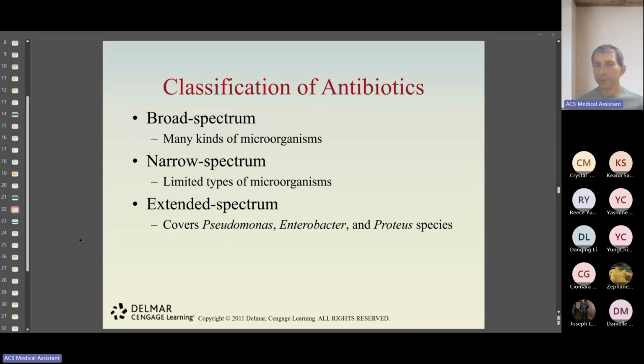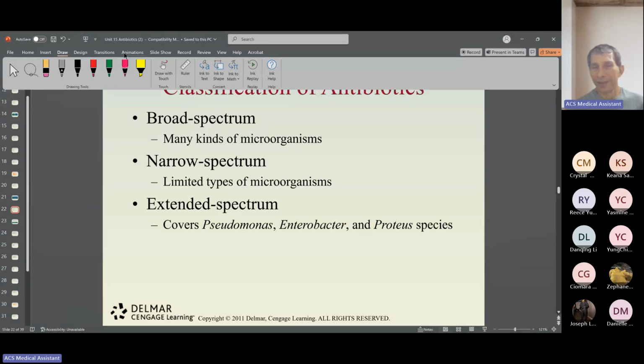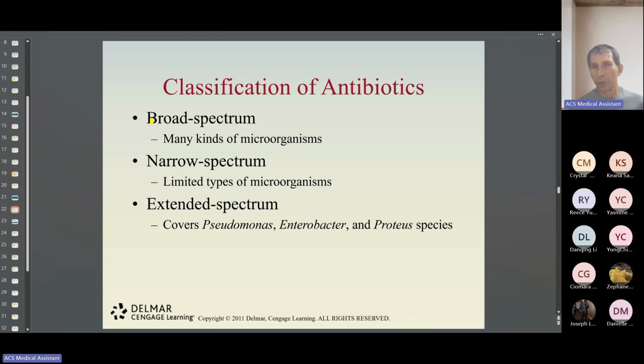Classification of antibiotics. Whenever we take antibiotics, remember, it all depends on what bacteria you're being affected by. We have broad spectrum. What is broad spectrum? That works for most of these bacterial infections. That's very broad. I can use it for many of these microorganisms. It can eliminate most of them. Narrow, it only works for particular microorganisms. That's basically what it is.